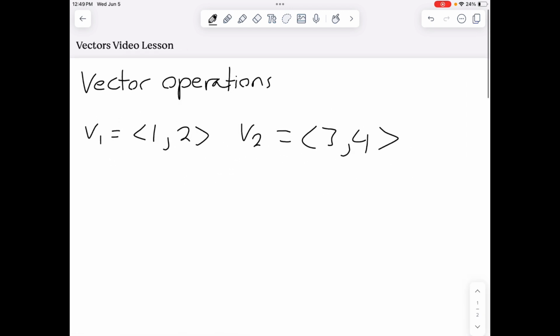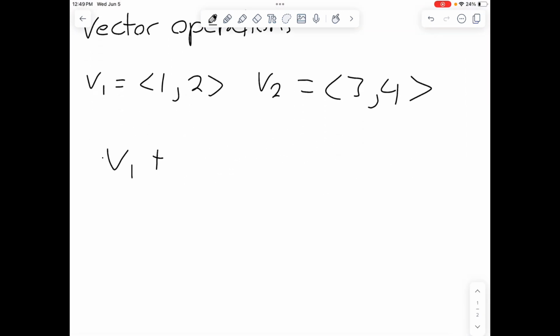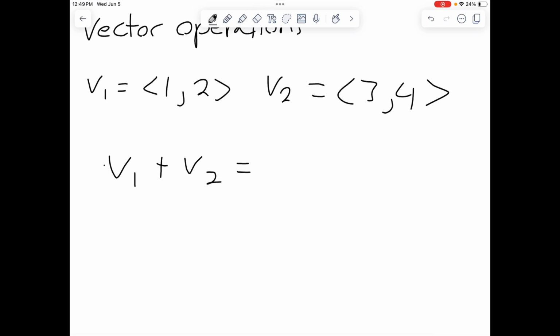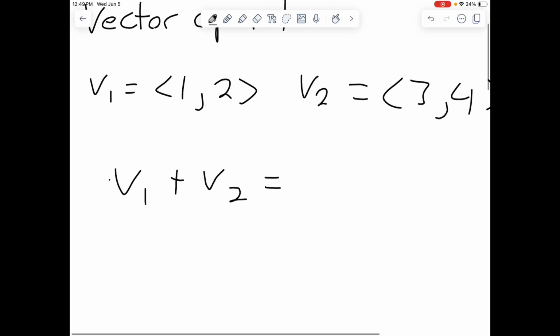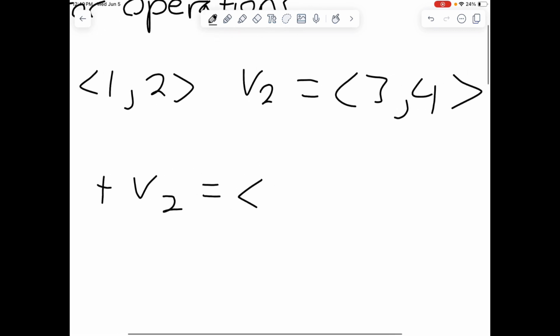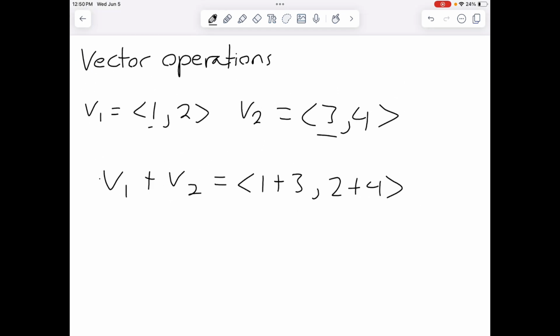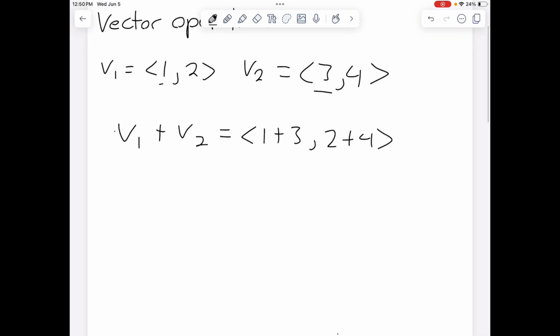Okay, so let's say we wanted to add v1 plus v2, or vector 1 and vector 2 here. All we would have to do is add the first terms together and likewise the second terms. So in this case, we have 1 plus 3, this first term, and then we add 2 and 4. After solving this, you should be getting 4, 6.